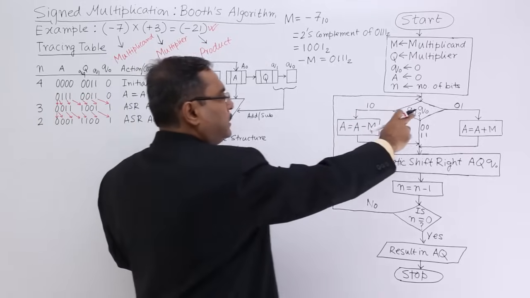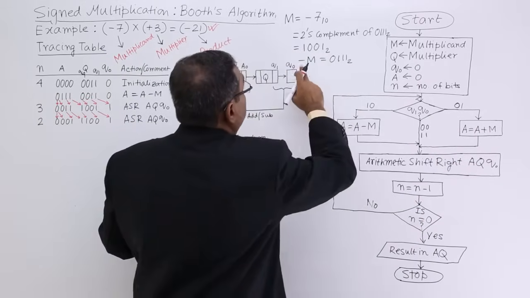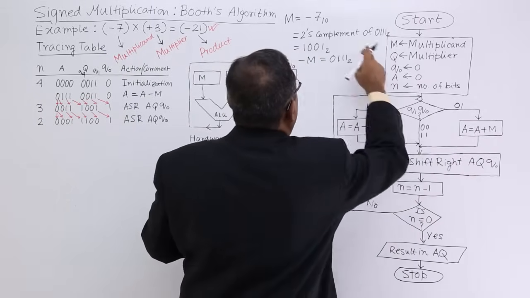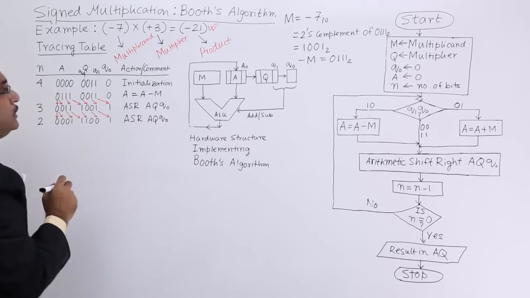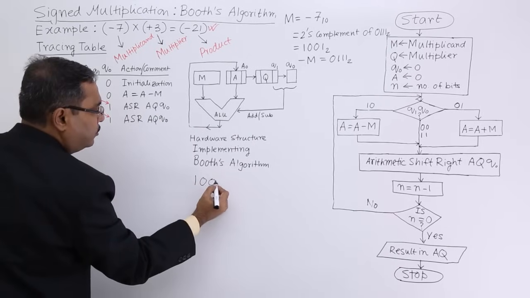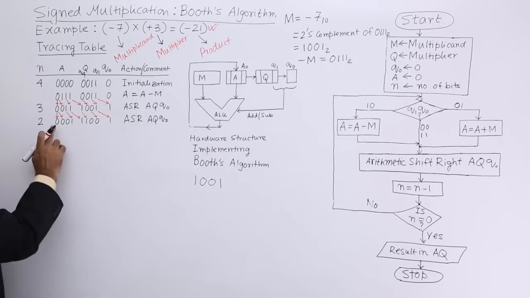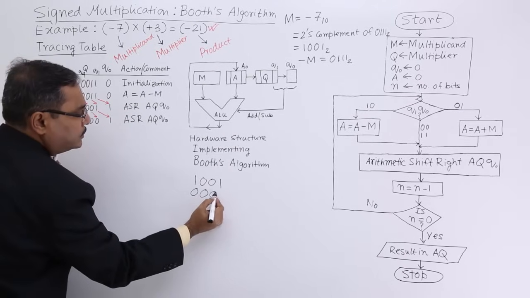So 0 1 means what? It means A is equal to A plus M. So what is M? M means this. That is 1 0 0 1, and this one is 0 0 1 1, sorry, 0 0 0 1. So 0 0 0 1.